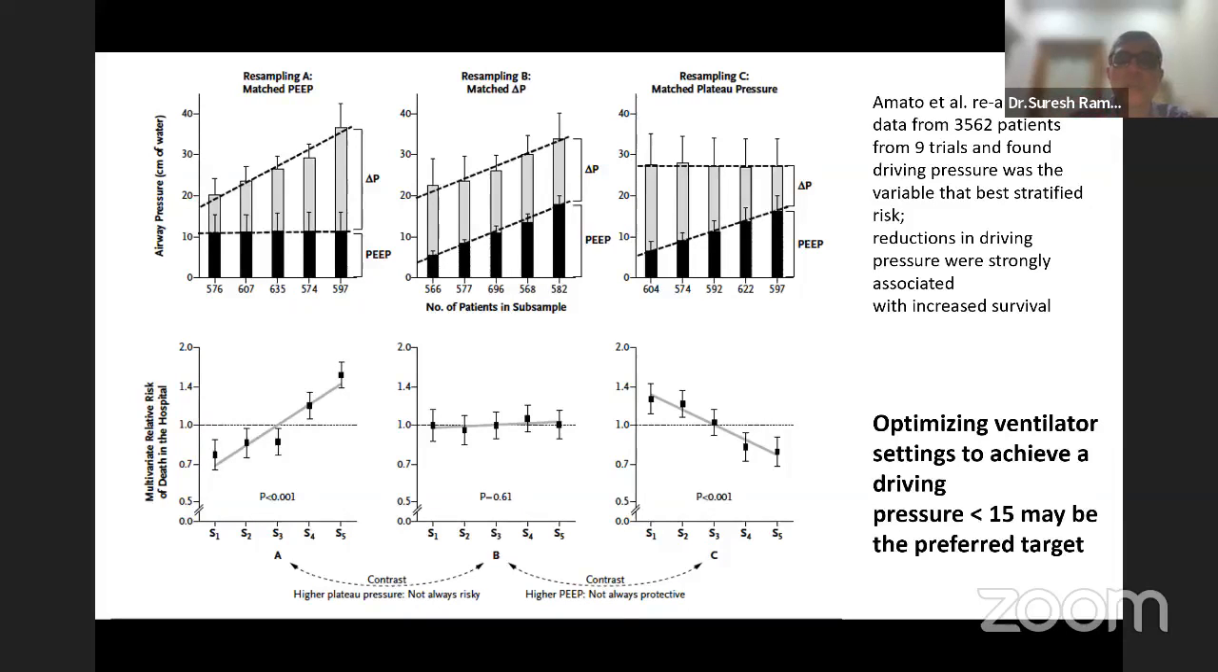So it is the plateau minus PEEP that makes all the difference. As long as the plateau minus PEEP is less than 15 and preferably less than 13, you are probably achieving what you want to do, not to overventilate the small baby lung. And that's exactly what the message is.